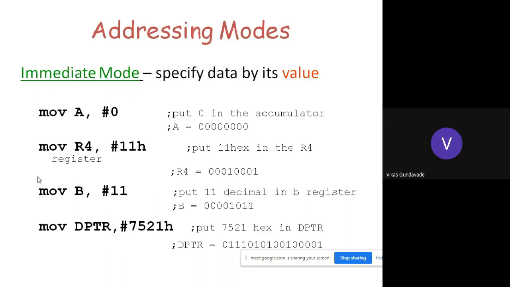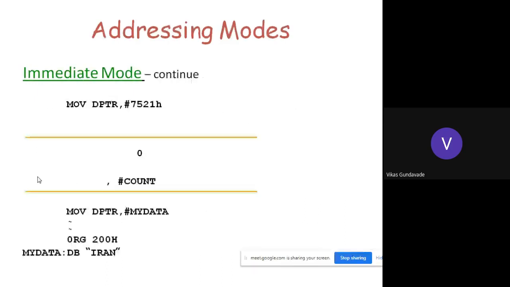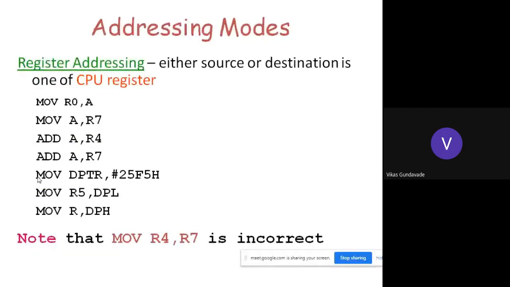Okay, the next addressing mode is register addressing. What is the meaning of register addressing? Here, either the source or the destination, any one will be the register. The data transfer will take place either from register to memory or from memory to register, by means of using the register. So for such instructions, the registers are necessary. Okay, one example is given here.